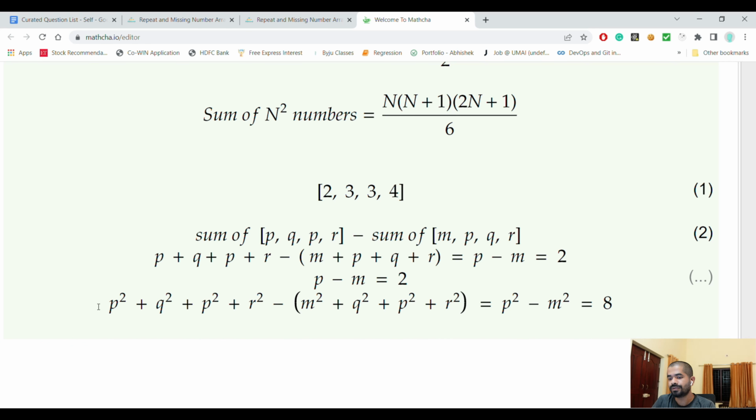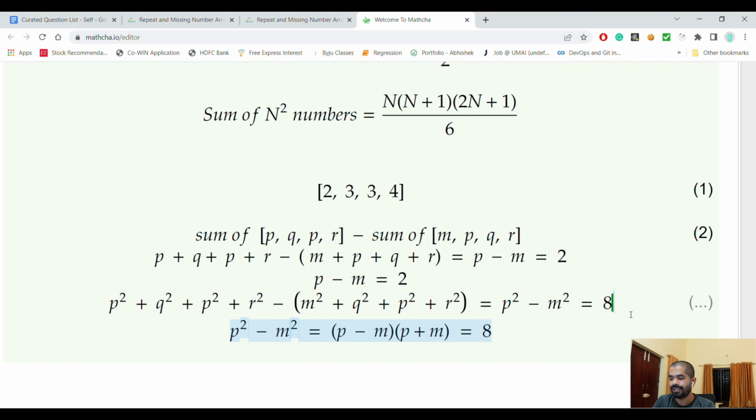So here, if you look at this equation, again you'll be left with 1 p square and 1 m square. So p square minus m square, you'll know the answer for that because I just told you how you can obtain that. So in this scenario, p square minus m square is 8. In the first equation, p minus m is 2.